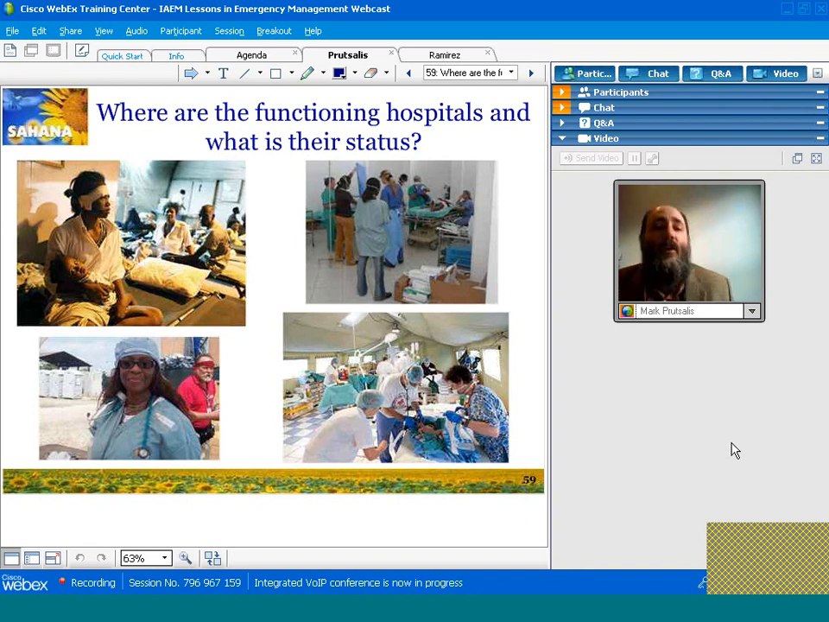They needed to know for their own internal planning and coordination, where were the functioning hospitals located? How many beds did they have available? What services were they providing? There was no single resource for this type of information. It was very important for one hospital who had too many patients to be able to know where they could transfer patients to. And so there was a huge need and requirement around that.